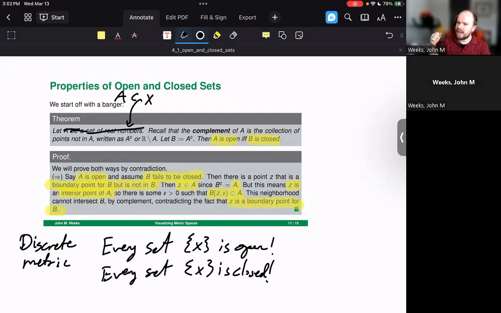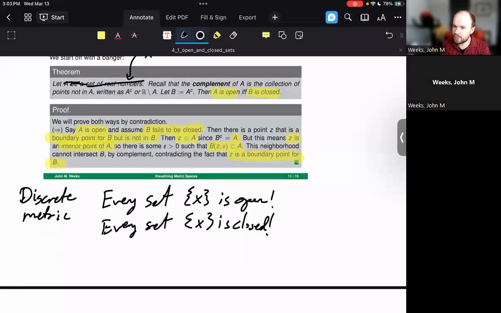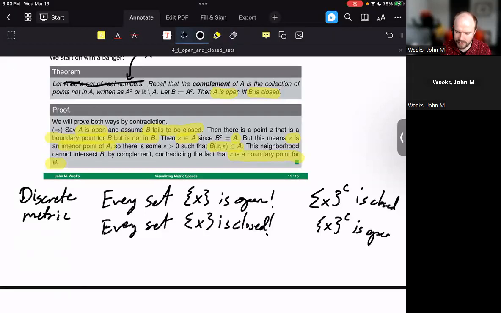It's open because every point is an interior point. We've done the epsilon equals 1/2 argument. We've said closed because the set X has no boundary. So every set there is open and closed. In fact, just from using these two things, we can now say that every set X complement is going to be open, and every set X complement is going to be closed.